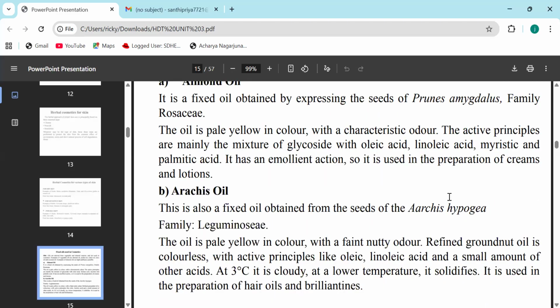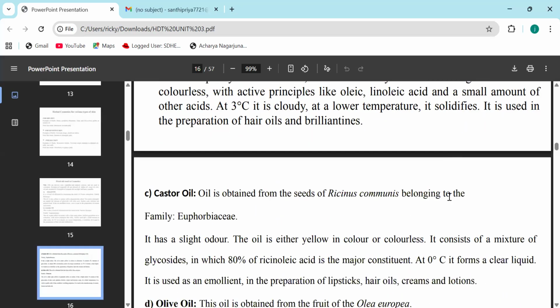And next one, arachis oil. This is also a fixed oil obtained from the seeds of Arachis hypogaea. It belongs to the family Leguminosae, and the oil is pale yellow in color with a faint nutty odor, and refined groundnut oil is colorless, with active principles like oleic and linoleic acid, and small amounts of other acids also present. At 3 degrees it is cloudy, but at a lower temperature it is solidified. It is used in the preparation of hair oils.